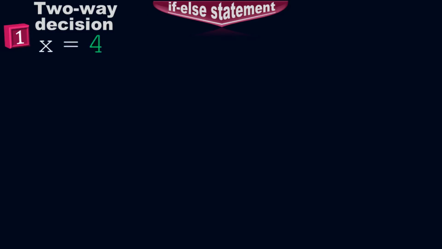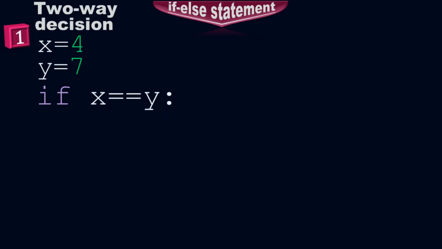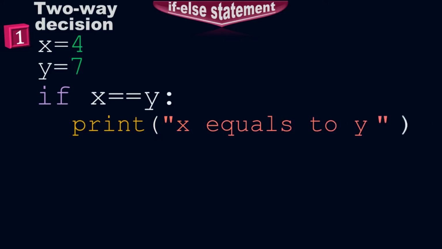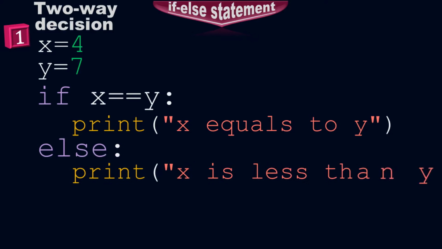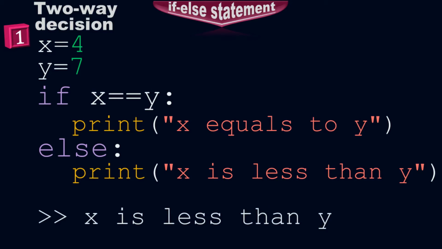Example number 1. X equals 4, Y equals 7. If X equals to Y with a colon, then print X equals to Y. Else with a colon, then print X is less than Y. When you run this program, you will get X is less than Y in the output. Look, this is the output. This is the representation of the output when you run it.